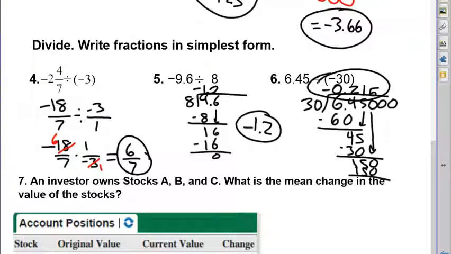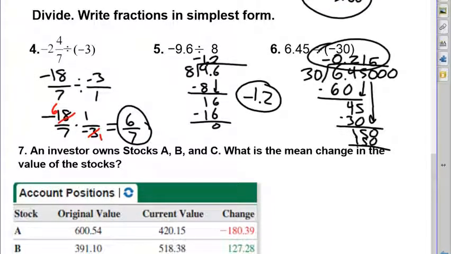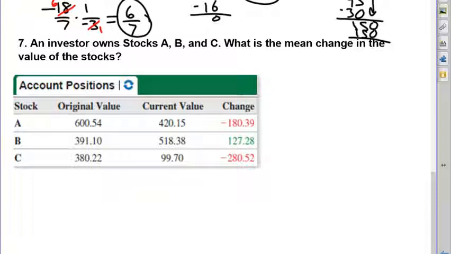Our last problem is a word problem. It shows that an investor owns stocks in A, B, and C. What is the mean change of the value of these stocks? We see this word mean, and it confuses a lot of people because we had a different word for mean in elementary school. In elementary school, you don't use the word mean, you just use the word average.